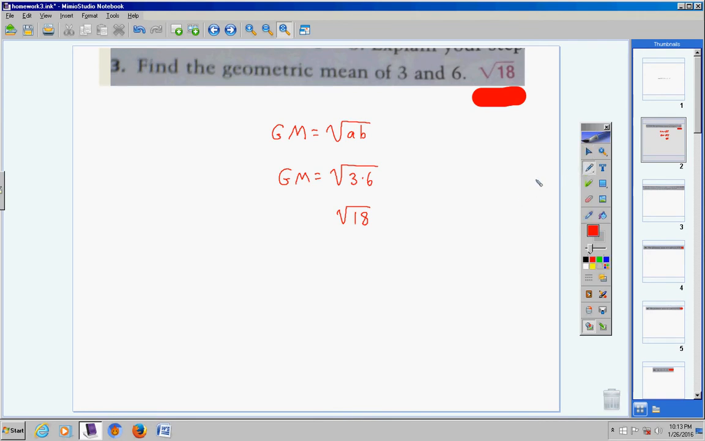I always want you guys simplifying your radicals as far as they can go. So if I broke down 18 into prime factors, I would get 2 times 3 times 3. It's a square root, so I'm looking for sets of 2. Cross off your 2 3's, put a 3 on the outside. Your answer is 3 square root of 2. That is the geometric mean of 3 and 6.